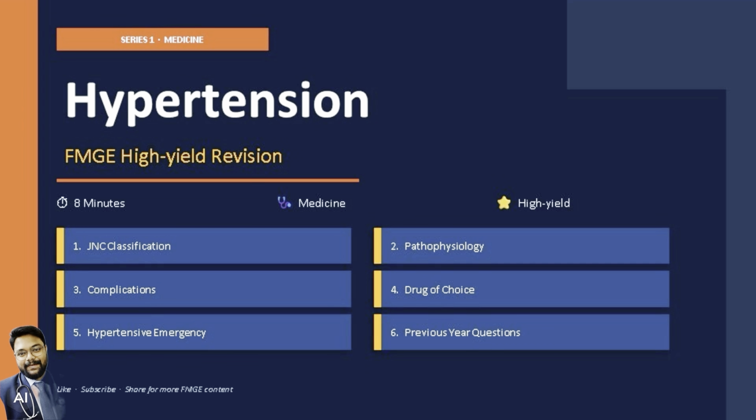Hypertension appears in FMGE almost every single time. Yet students lose marks because they mix up the JNC classifications, confuse emergency versus urgency, and forget which drug to give in which situation. In the next few minutes, I'm going to fix all of that. We will cover JNC 8 classification, step-by-step management, hypertensive emergencies with the exact drugs FMGE tests, and we'll solve 2 previous year questions together. Let's get started.